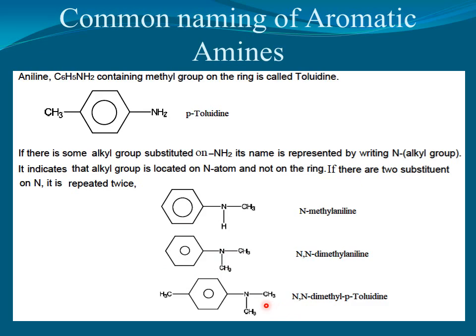Now the third methyl group is not attached to the nitrogen, but it is present on the ring. Now students, you know that when methyl and NH2 group are present on the ring, the name is toluidine. Now we can see a derivative of toluidine over here, in which these two hydrogen atoms have been replaced by two methyl groups. That is why the name is N,N-dimethyl para-toluidine.